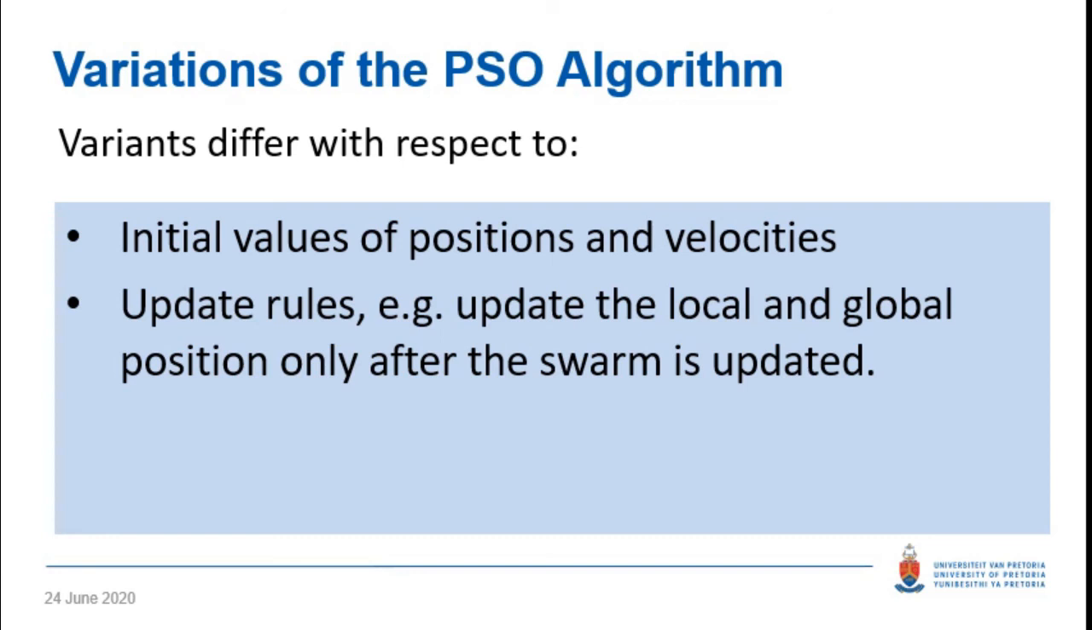In the current algorithm it happens while the swarm is being updated, but you could also do it after the swarm is updated. So you could change the update rule from the standard rule. And then, of course, the velocity equation, how you update that, will give you different variants of the PSO algorithm.